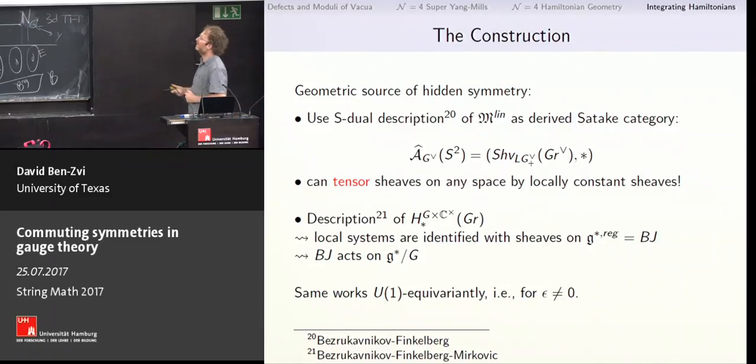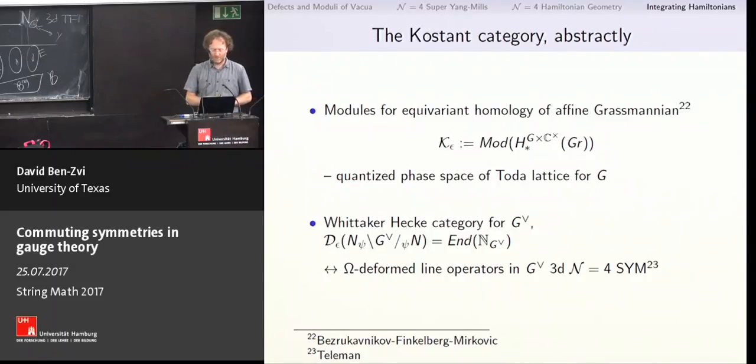So this J action on the dual side, on the A side, comes very nicely from just some simple geometry, and the same works with omega background. So you can construct this category. So let me just give a couple of descriptions. You can define this category as some category of modules for this homology. You can call it the quantized phase space of the torus lattice for G. In terms of representation theory, it's what's called the Whittaker-Hecke category, which means line operators in 3D N equals 4.